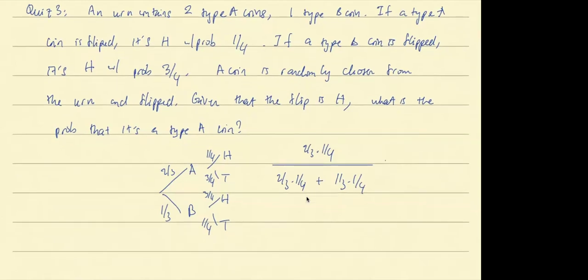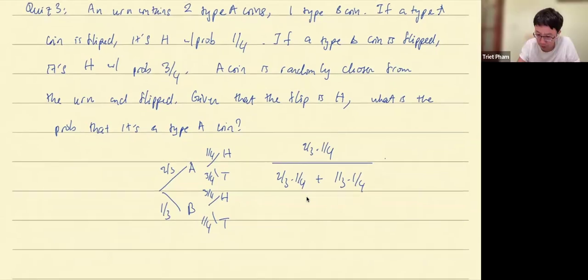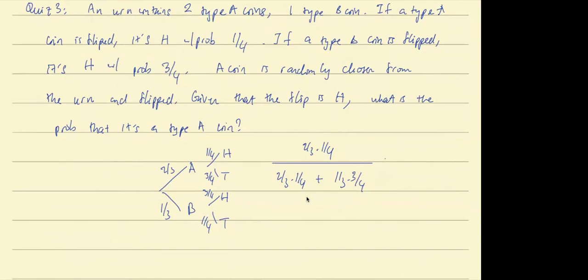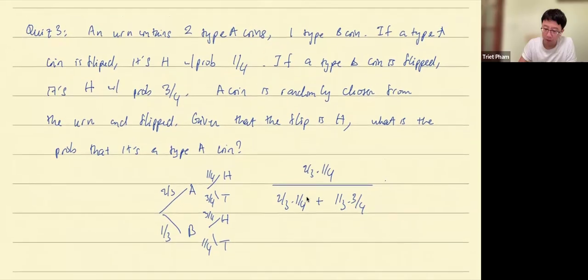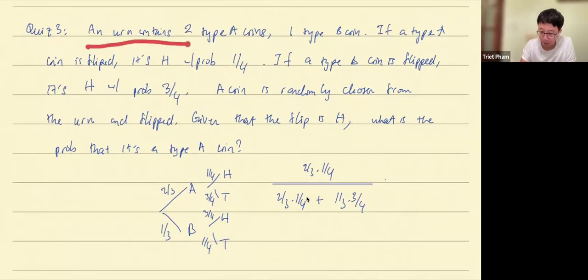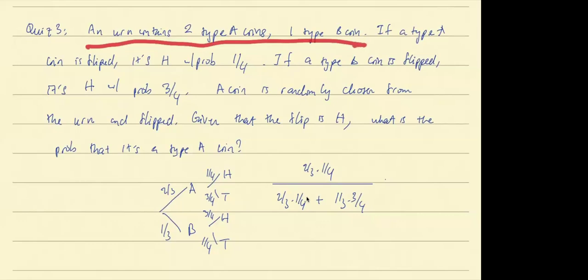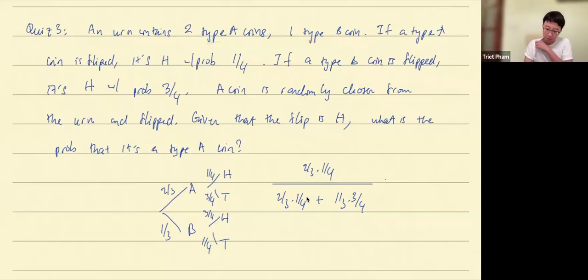Professor, I have a question. Yep. So why is the probability of A 2/3? Oh, because of this language: 2 type A, 1 type B. Oh, so two type A. Okay. Any other question?